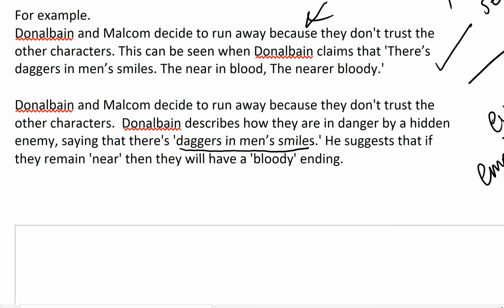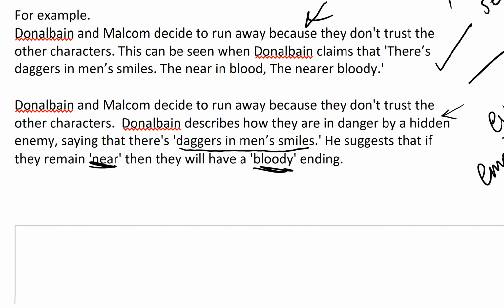And you're also analysing in the sentence around it. Then he suggests that if they remain near, then they will have a bloody ending. So there's 2 quotes that is just the word near and the word bloody. And so I find it easier to do this way, but you do have to be stepping above the text, and you do have to have the words around it in your own words.